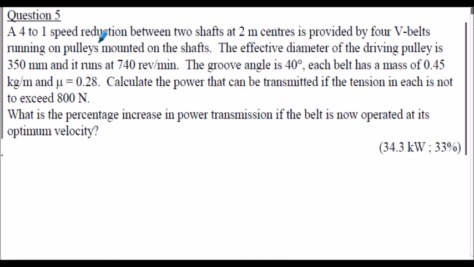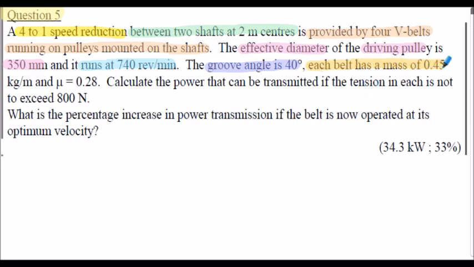Let's now consider more questions from our workbook. We'll commence with question 5 here. A 4-to-1 speed reduction between two shafts at 2 meter centers is provided by 4 V-belts running on pulleys mounted on the shafts. The effective diameter of the driving pulley is 350 millimeters and it runs at 740 rev per minute. The pulley groove angle is 40 degrees and each belt has a mass of 0.45 kilograms per meter. The coefficient of friction mu is 0.28.